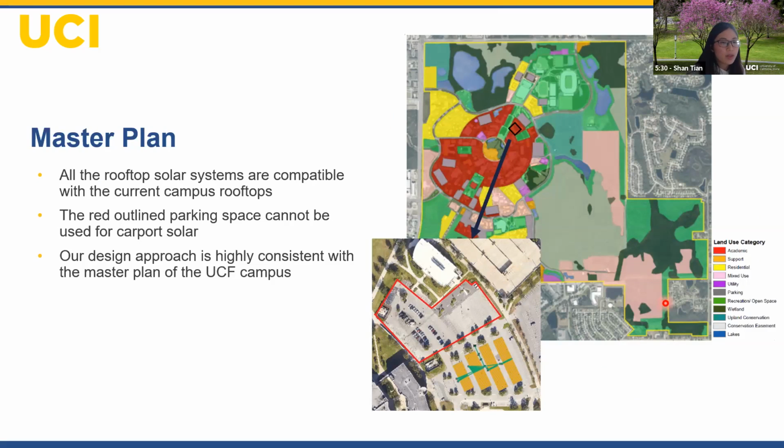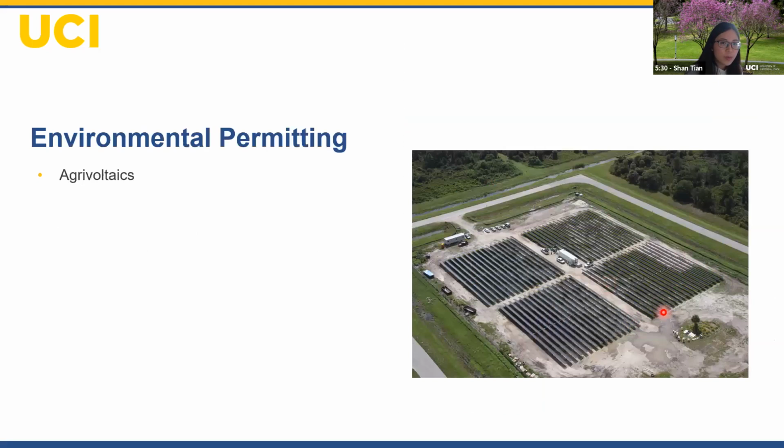For example, the parking area in the black circle here is located in the red academic area according to the master plan. So we did not place any carport solar structure there in case a lecture hall will be built in the future. An environmental permit will be needed for the empty land located in the southeast of campus for tree removal. To compensate for the impact of the project, agrivoltaics, which allows the land to be utilized to grow other vegetation such as food crops, is proposed as an alternative.